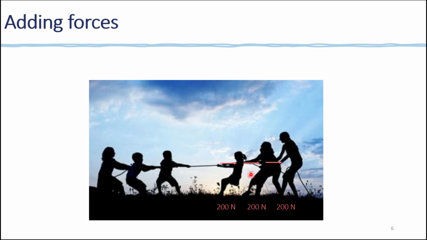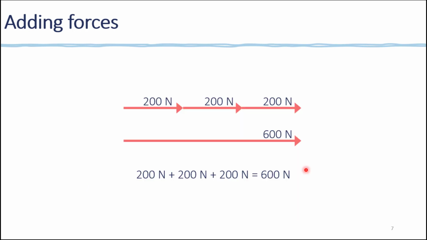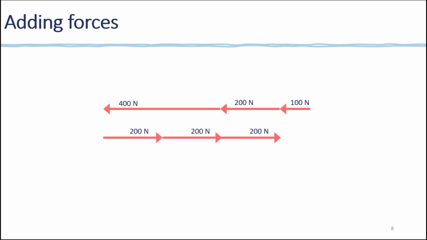That team also has three members, and the forces that they exert on the rope are all to the right, so in the opposite direction of your team, and they're each 200 newtons. So what is the resultant force, or the net force, of these three forces? Well, this is what the resultant force would look like here. So each of the members are pulling to the right with a force of 200 newtons. And that gives us a total resultant force of 600 newtons.